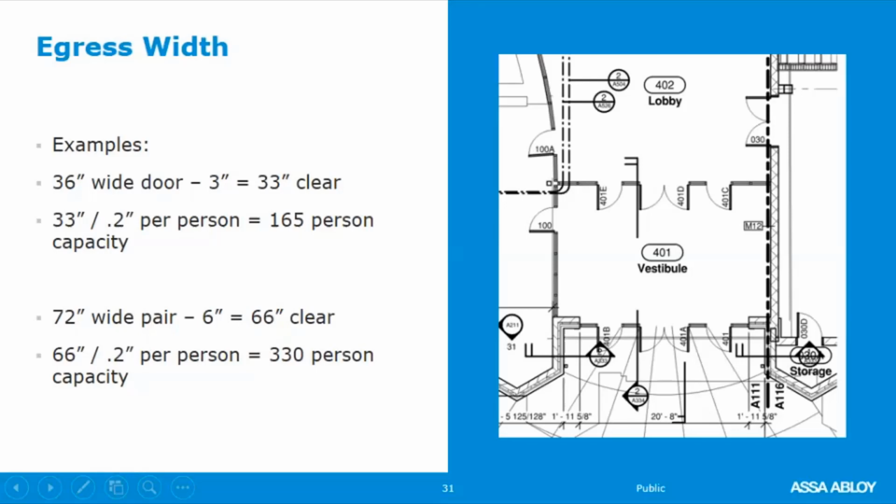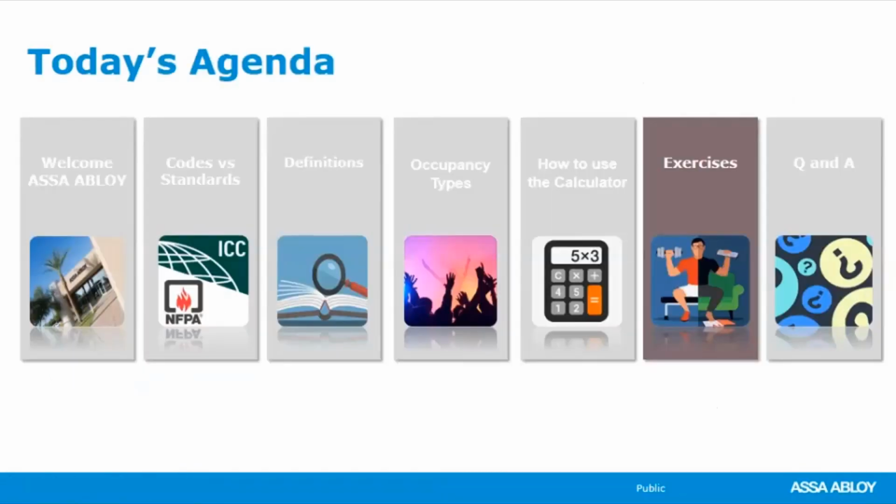And so I have other exits throughout this school. This is feeding a very large populated area, and that's why we have so many doors at the main entrance to accommodate the total occupant load, or actually 1/3, 1/2, depending on how many exits are required. Let's take a look at a few exercises to give a few more examples of how to use the calculator.